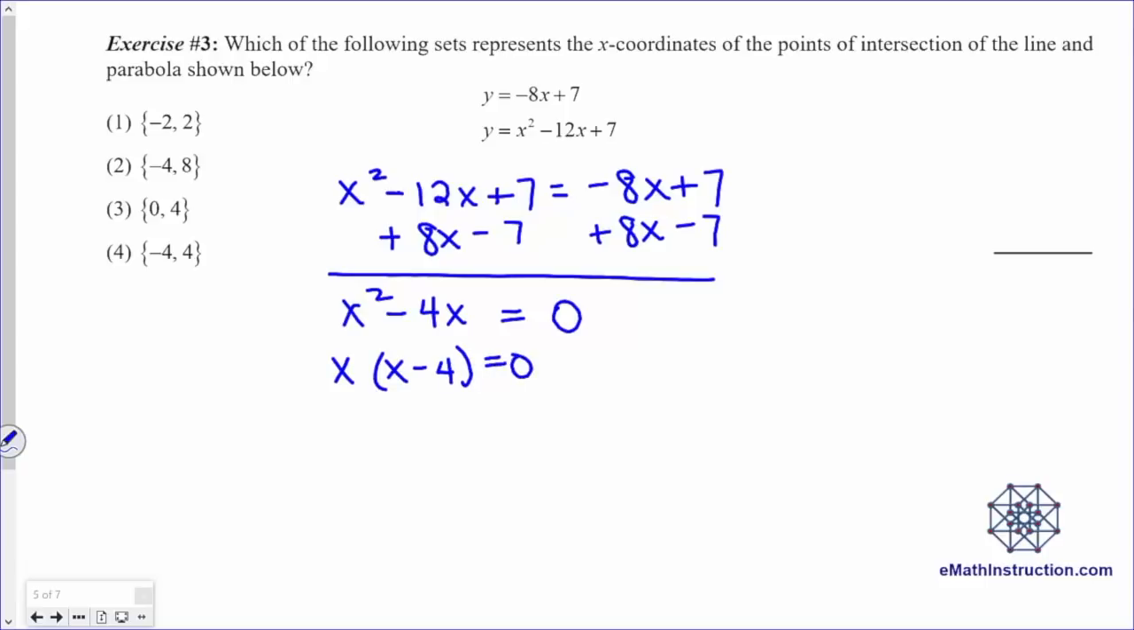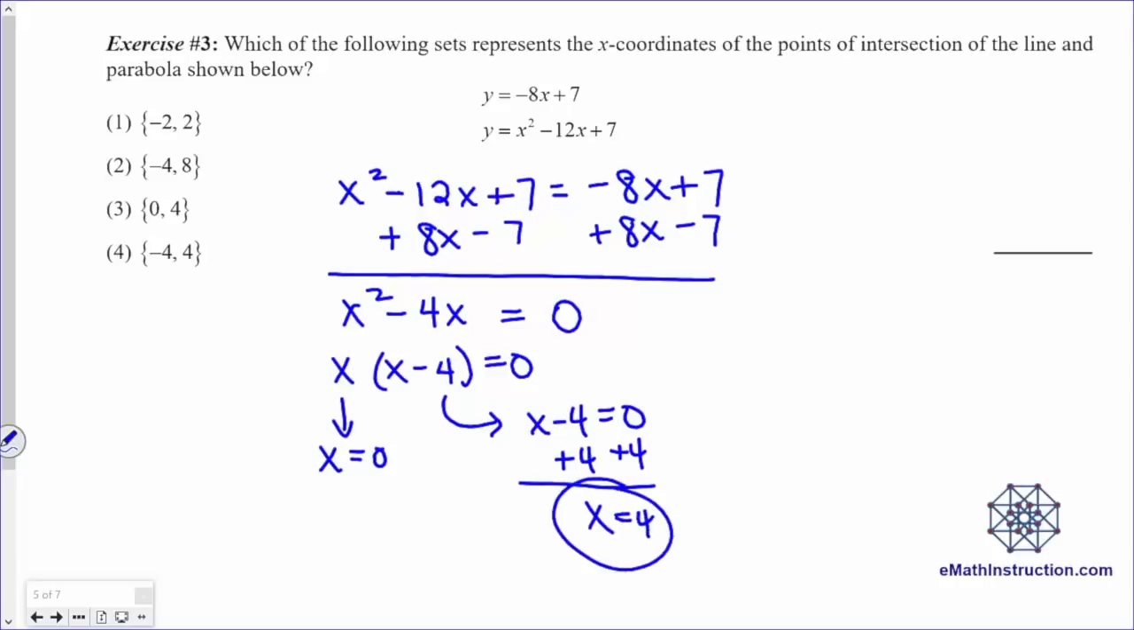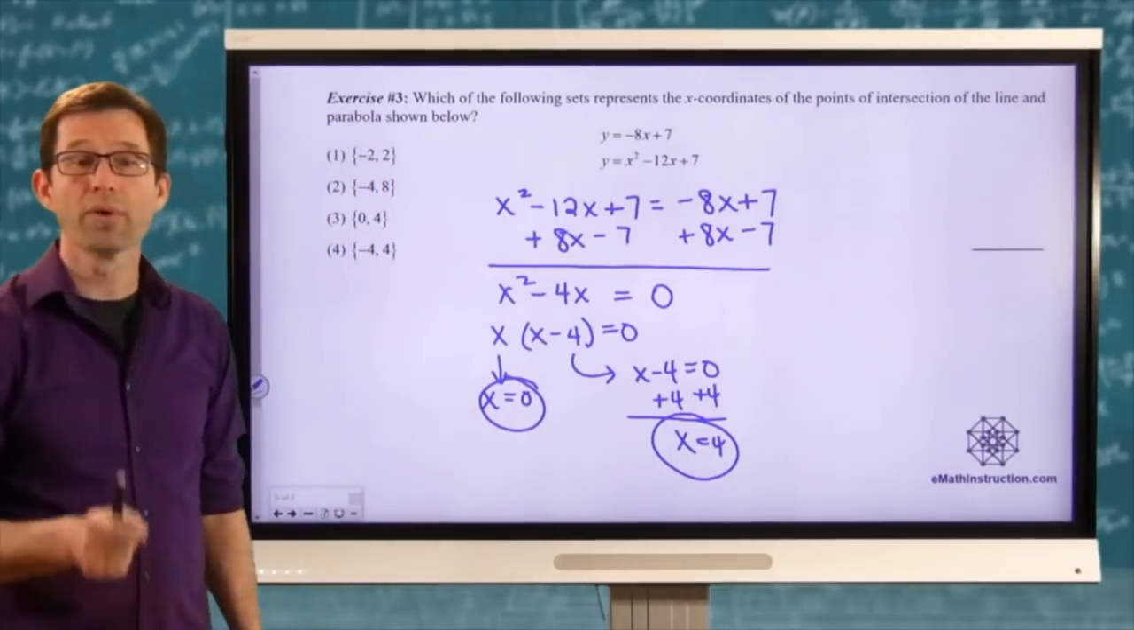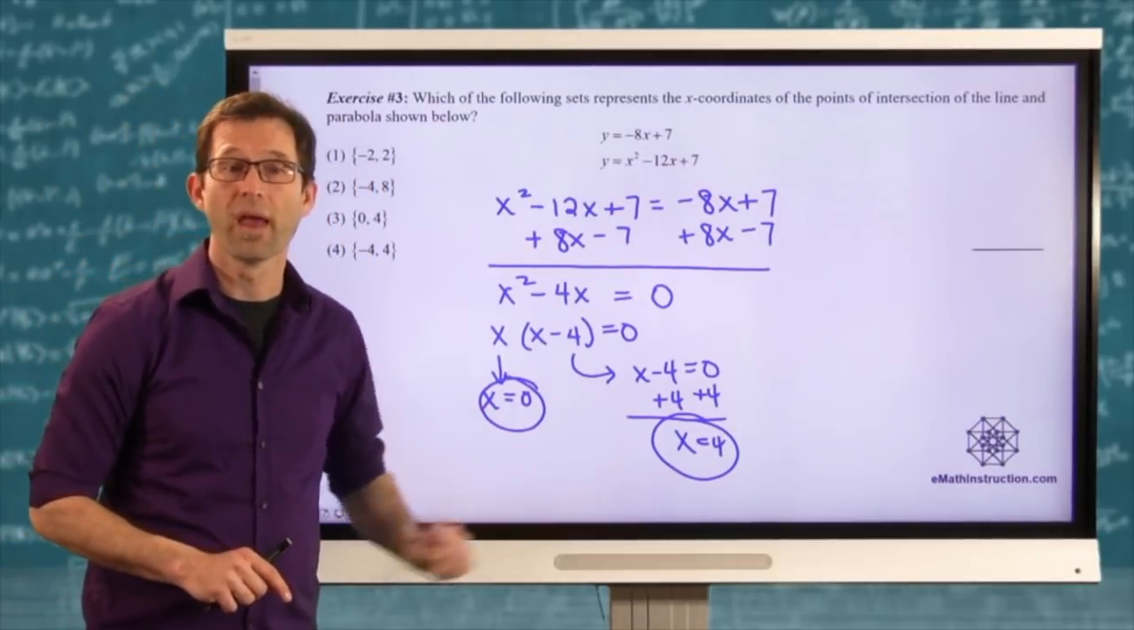In which case, I get x equals 0, and I get x minus 4 is equal to 0. That first equation is done, but I do have to do a little bit more work with the second equation. But I find their points of intersection are 0 and 4.